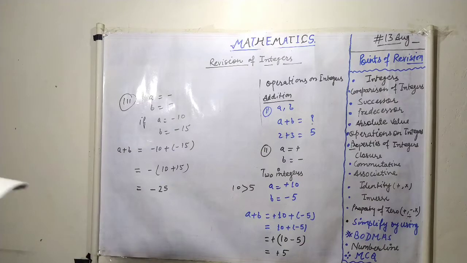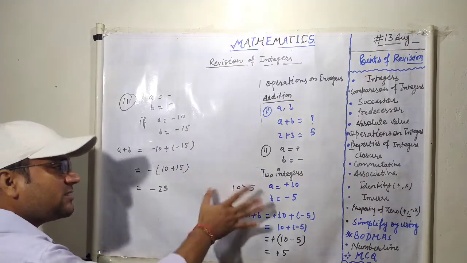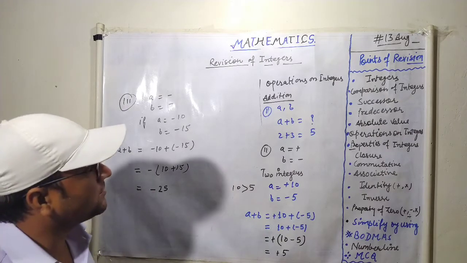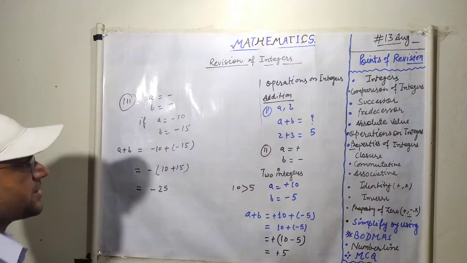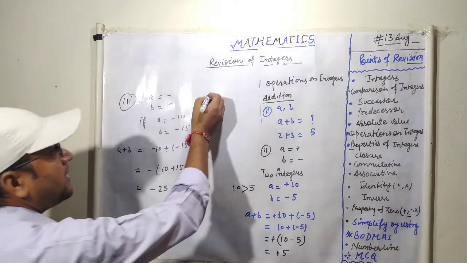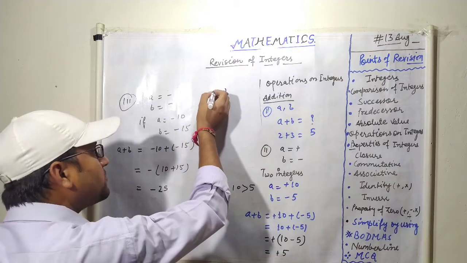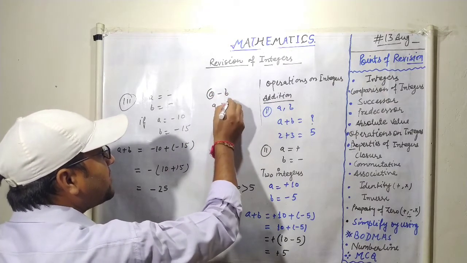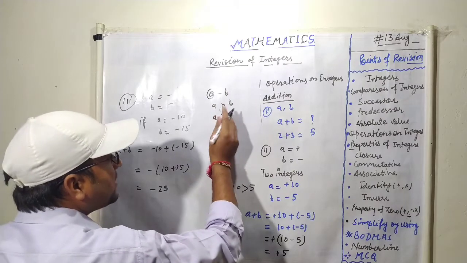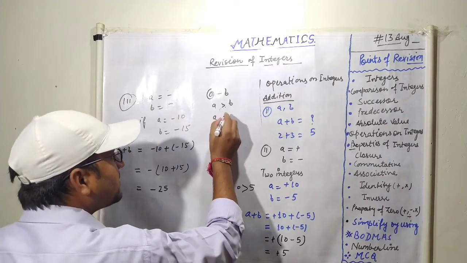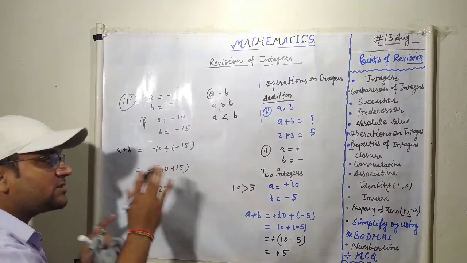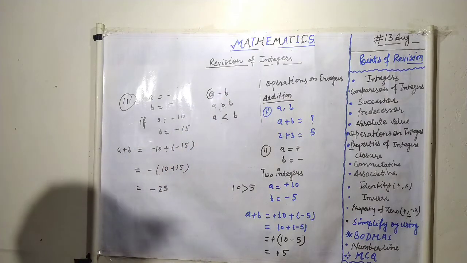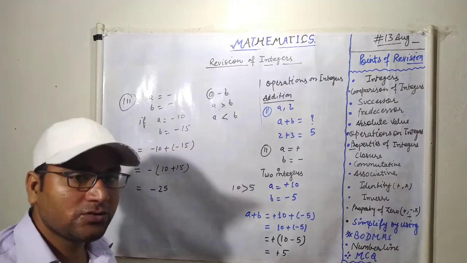If you are subtracting two quantities, you use the same concepts. Suppose you are subtracting a minus b, where a is greater than b. In some cases a is smaller than b. In that case you can use the same concept: you subtract the smaller one from the bigger one, and then you put the sign accordingly.